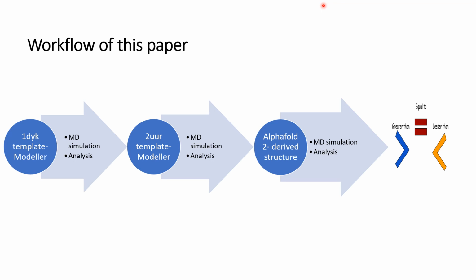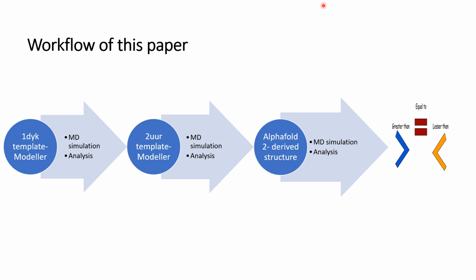One is 1DYK, which is a part of laminin alpha 2 chain, and another one is 2UUR, which is the ancestral domain of collagen type 9. Two different programs were used for this. One is Modeler, another one is AlphaFold 2. Modeler generates structure based on homology modeling, whereas AlphaFold 2 is a neural network based model.